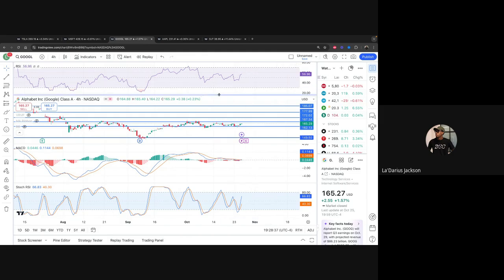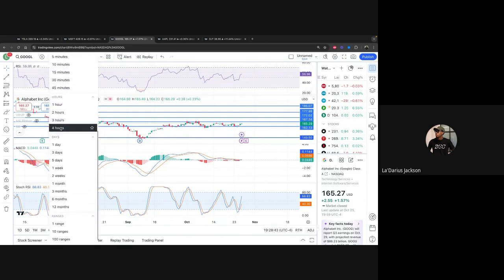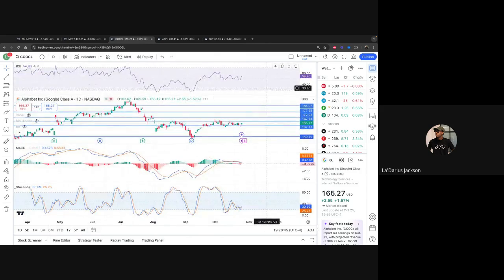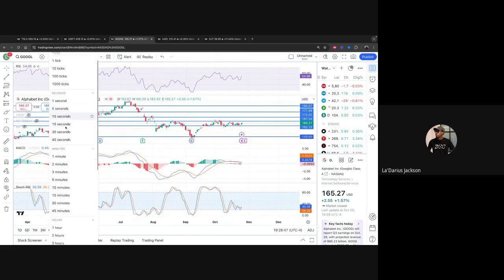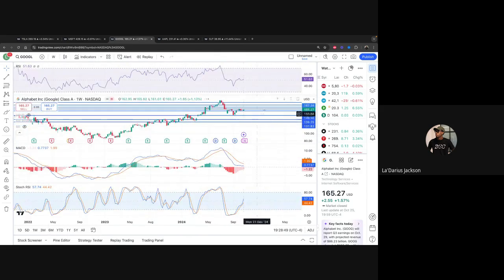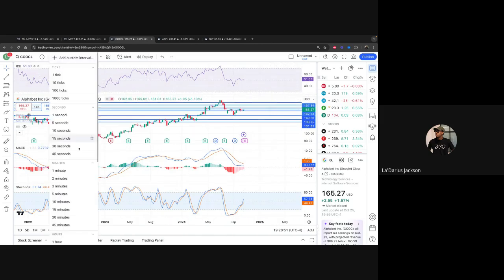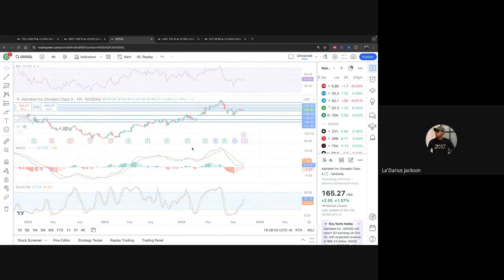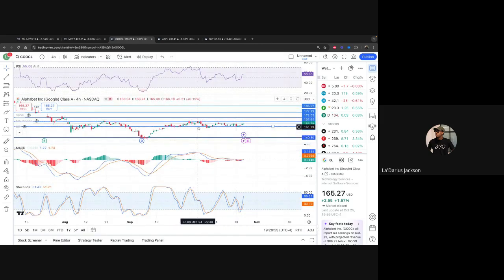But again, when you're doing multi-time frame analysis, you check the RSI for the 4-hour. The RSI is at 56. If you look at it on the day, the RSI is at 54. You look at it on the week, the RSI is at 51. Perfect. Then you look at, of course, all of these charts look the same when it comes to the candles, because the stock has been consolidating for a few weeks.